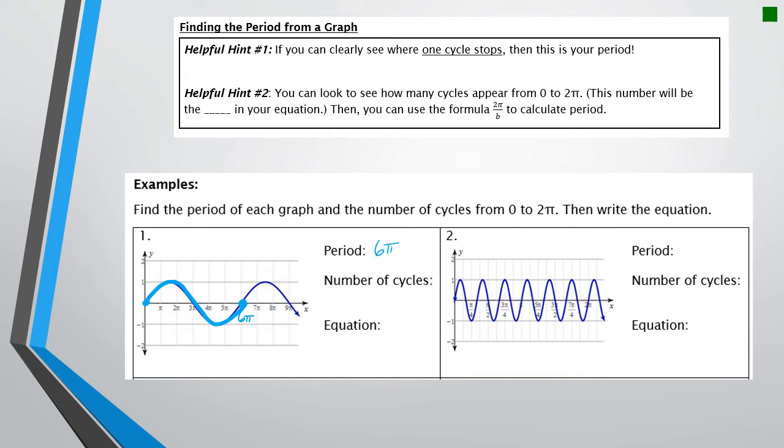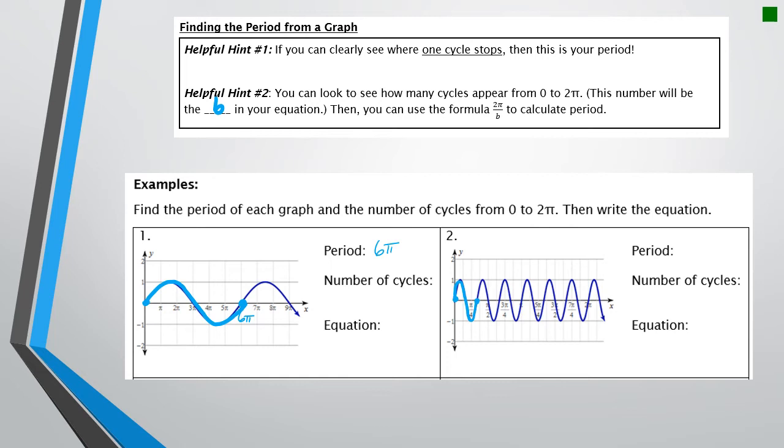Now, that is not going to work for example 2. If I take my starting point at 0, 0, and I go up and down and come back up, this right here would be my stopping point. It is not labeled on the graph what that is. So even though it worked for number 1, I was easily able to see that the period is 6 pi for number 1. I can't do the same for number 2. So the helpful hint for situations like number 2 is to look and count to see how many cycles there are from 0 to 2 pi, because that's going to give you your b value in the equation. And then we can use that formula 2 pi over b to figure out what the period is.